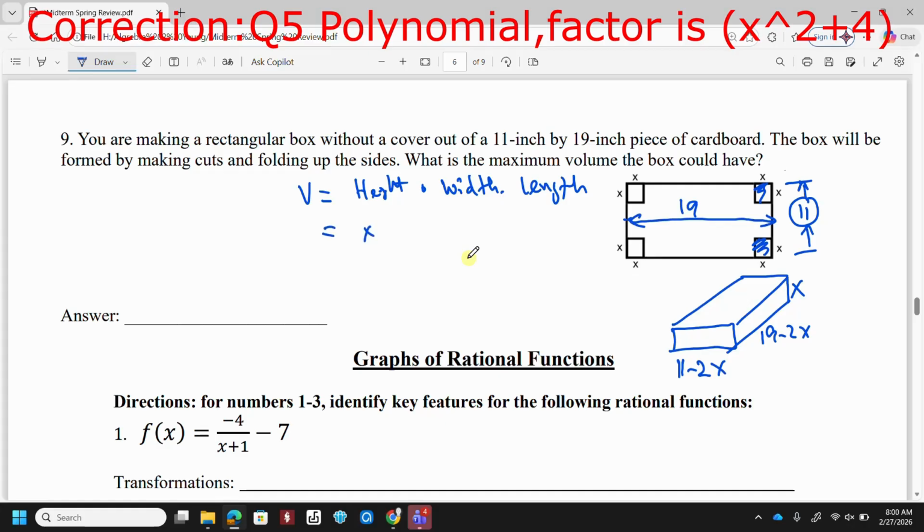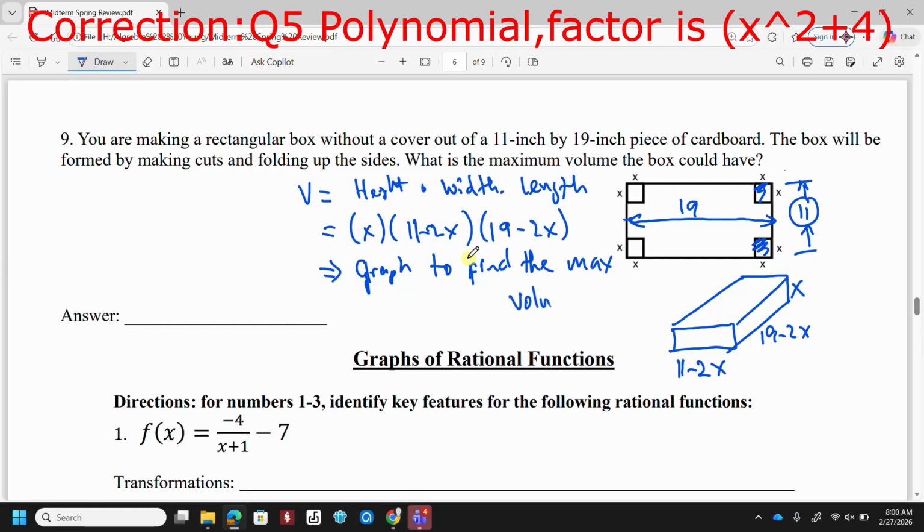Then you're going to plug it in: x times 11 minus 2x, and then 19 minus 2x. And then you're just going to use the graph to find the max volume.